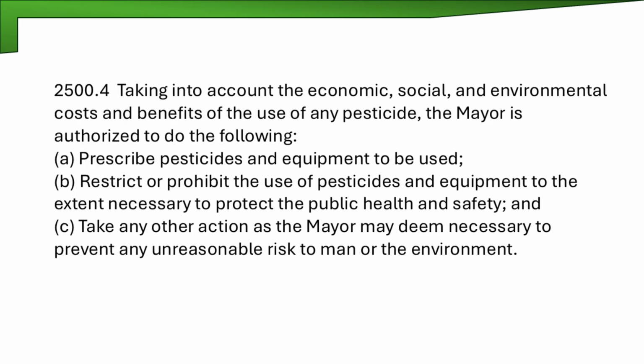2500.4. Taking into account the economic, social, and environmental cost and benefits of the use of any pesticide, the mayor is authorized to do the following. A. Prescribe pesticides and equipment to be used. B. Restrict or prohibit the use of pesticides and equipment to the extent necessary to protect the public health and safety. And C. Take any other action, as the mayor may deem necessary, to prevent any unreasonable risk to man or the environment.